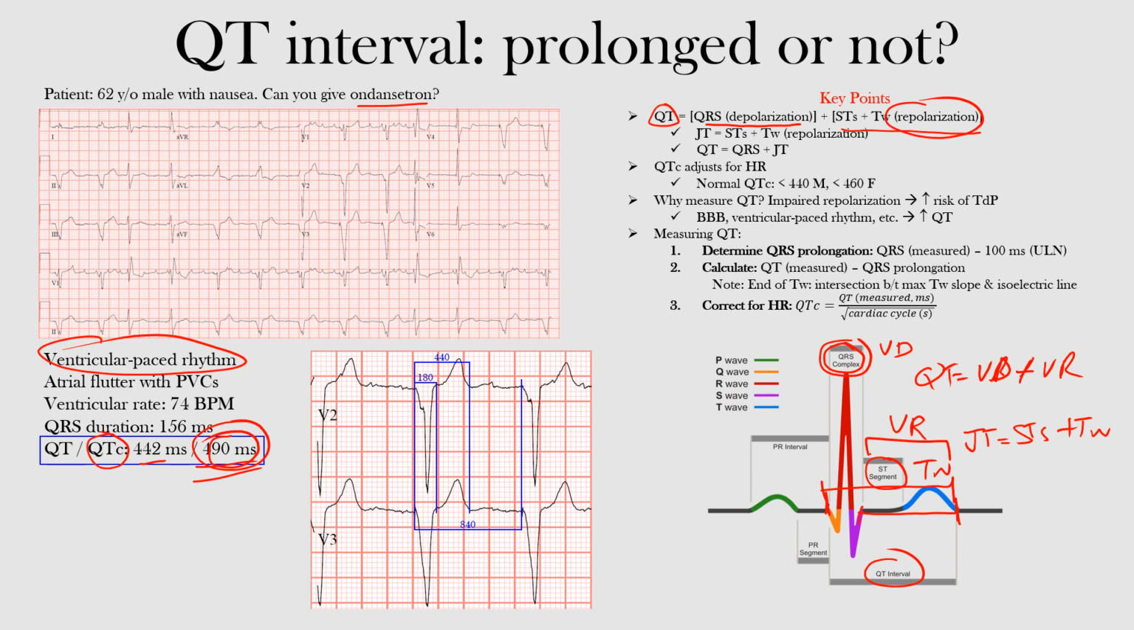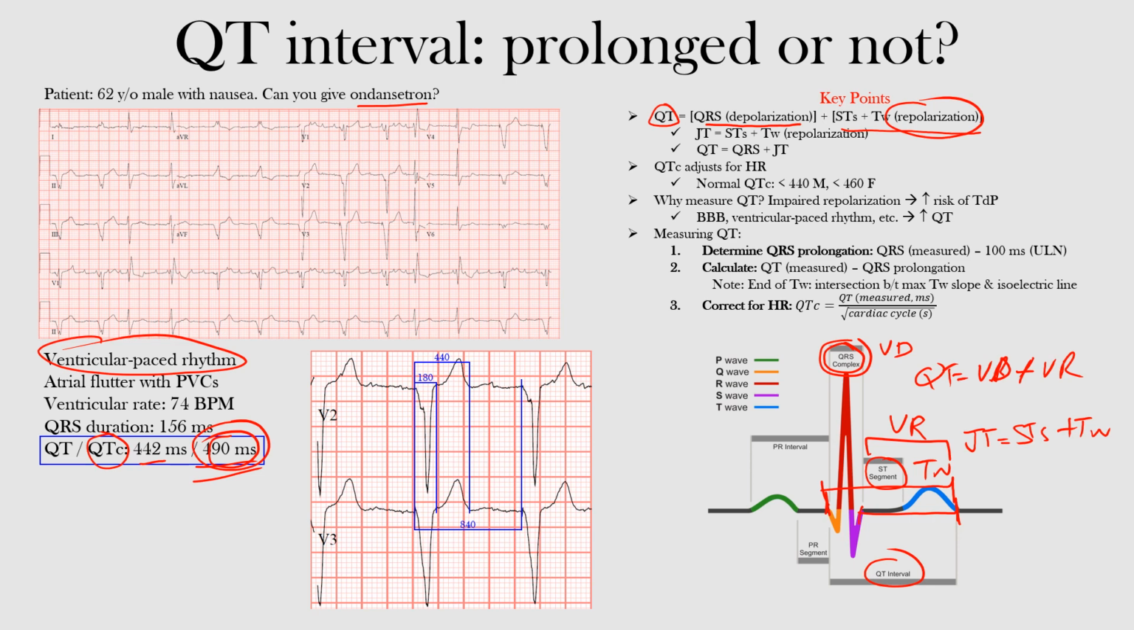And to be safe, you can use an upper limit of normal of 100 milliseconds for the normal QRS duration. Next step, you want to subtract that value from the measured QT interval. In this step, you're essentially removing the additional ventricular depolarization delay caused by that slow depolarization wave. And the third and final step is to correct the QT interval for heart rate.